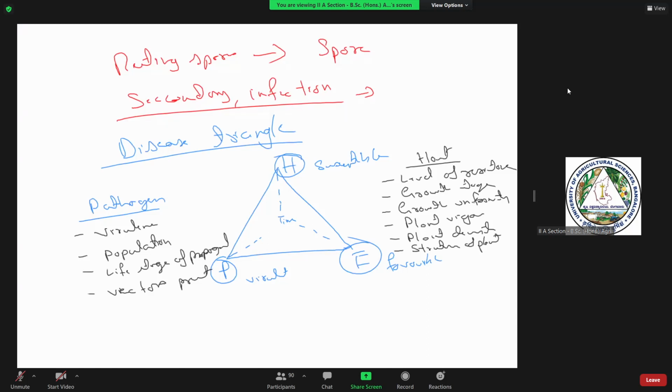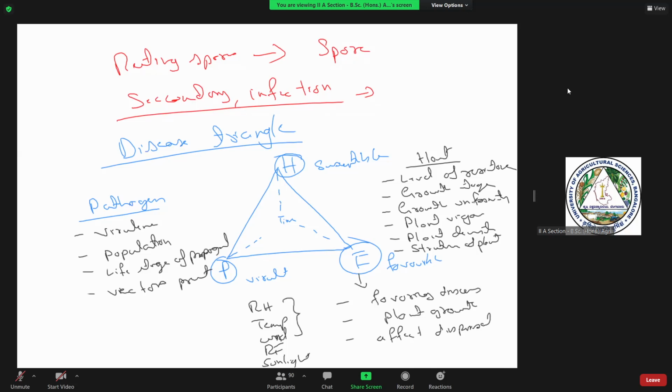And the environmental conditions. What environmental conditions do we see? Conditions favoring disease, conditions that promote plant growth, and conditions that affect dispersal. What are the environmental factors that are basically considered? One is relative humidity, temperature, wind, rainfall, and sometimes even sunlight. But these three are the major factors that are going to determine.